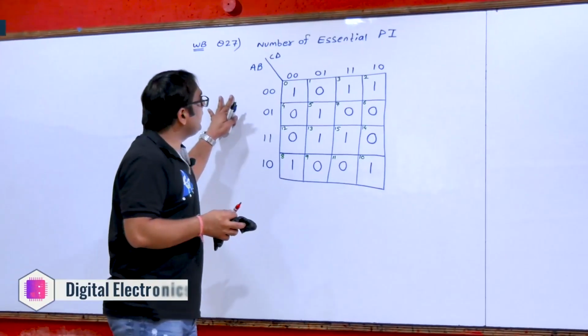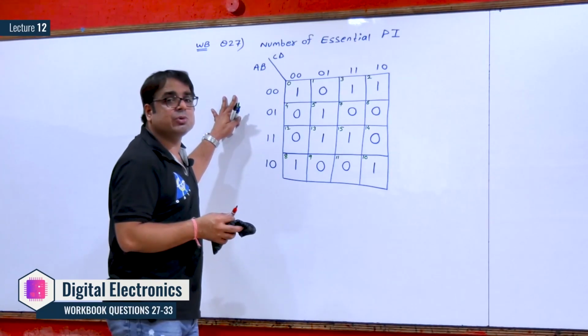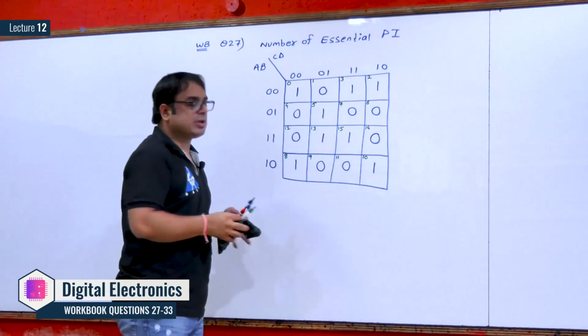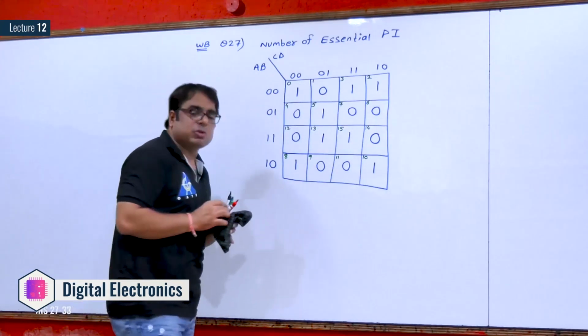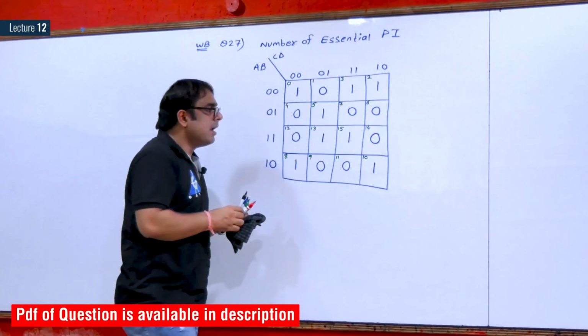Question number 27. We have to find out the number of essential prime implicants. This K-map was given to you. Cell numbers were not given in the question, so I have written them so that we can discuss it easily.